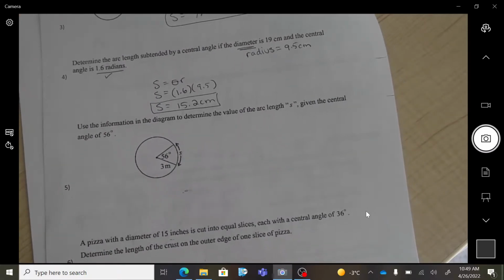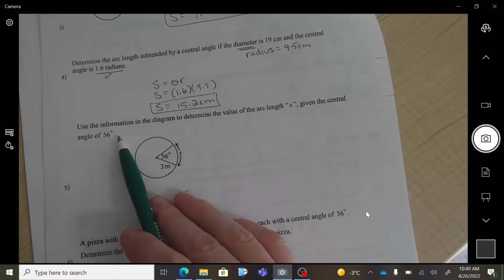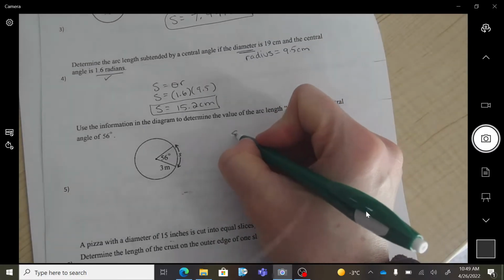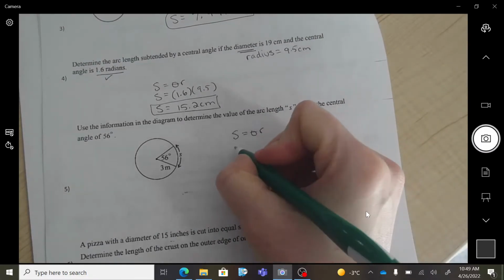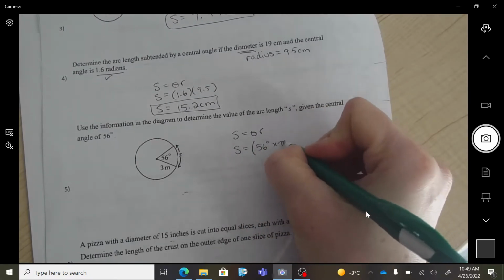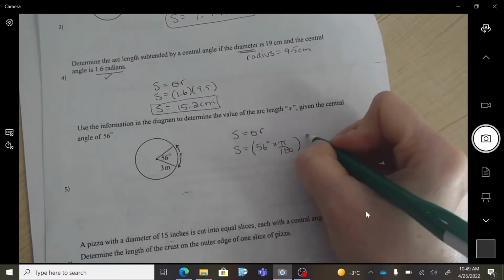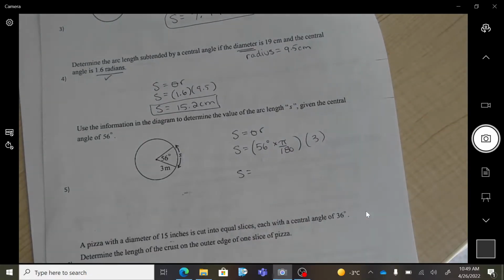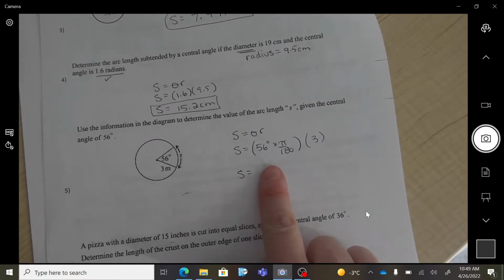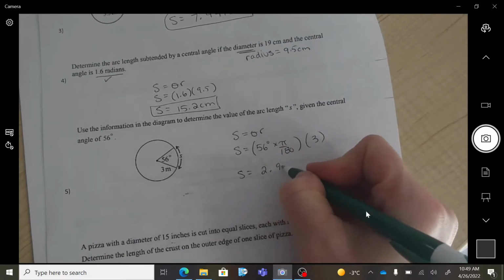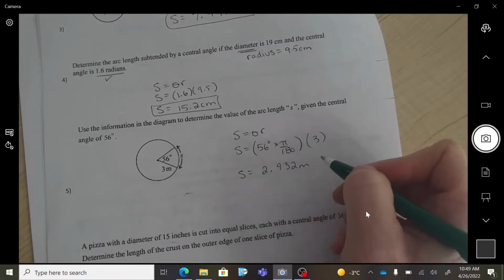Number 5, so we are going to use this. We need to determine the value of the arc length. So angle is 56 degrees, so we will need to convert to radians, then times the radius. So I'm going to type that all into my calculator, and I get 2.932 meters.